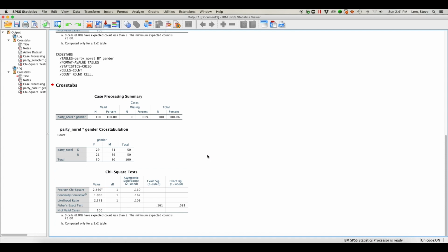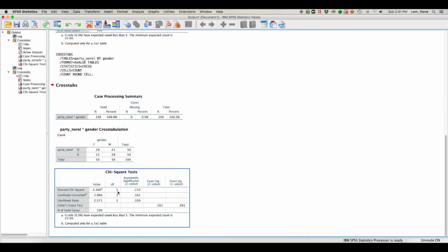So here you can see I've modified the table slightly. I've got 29 female Democrats, 21 female Republicans, 21 male Democrats, and 29 male Republicans. The totals are still the same at 50 Democrats, 50 Republicans, and 50 males and 50 females. Now you can see down in my chi-squared test, because there's some deviation in this box, I can actually calculate the difference, which SPSS does for me, between our table and the null hypothesis table, which had 25 in each cell. Obviously, we don't need to go through the math ourselves. SPSS calculates that value to be 2.560.